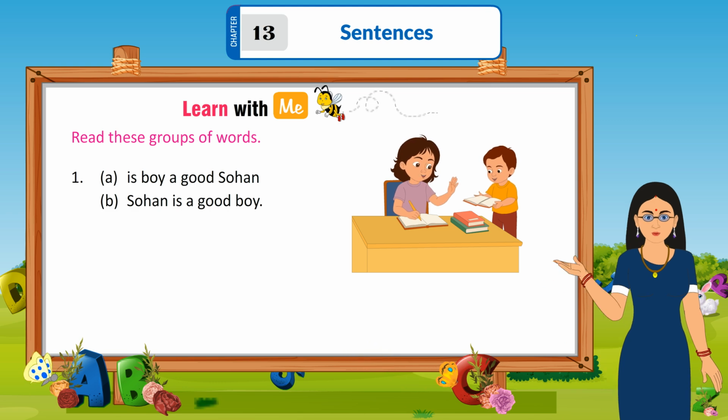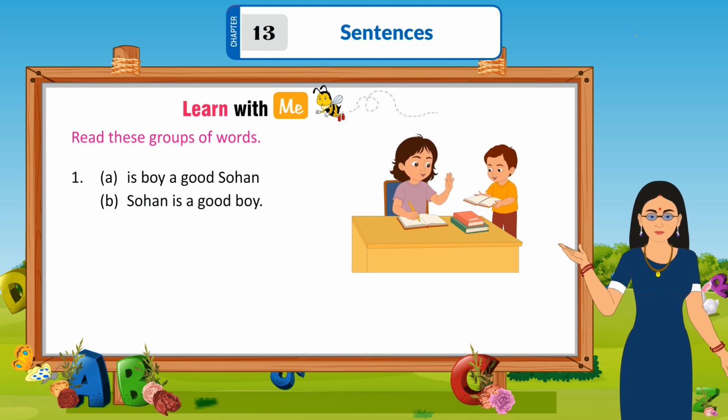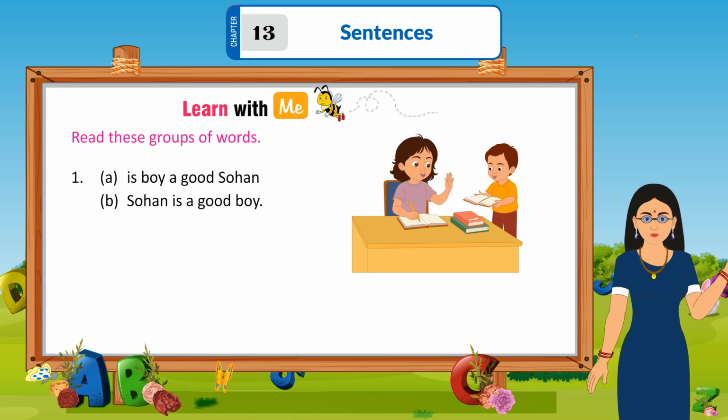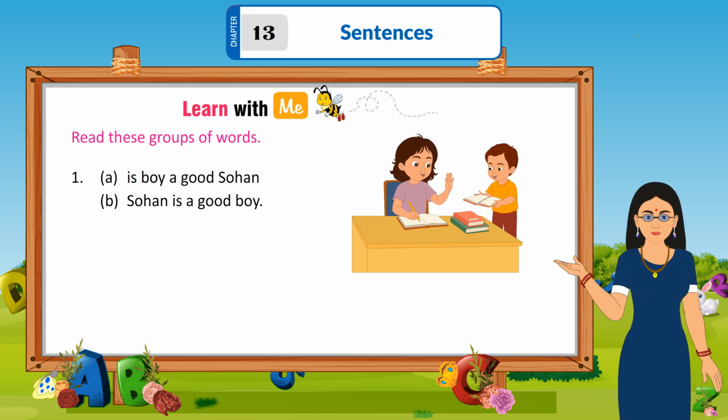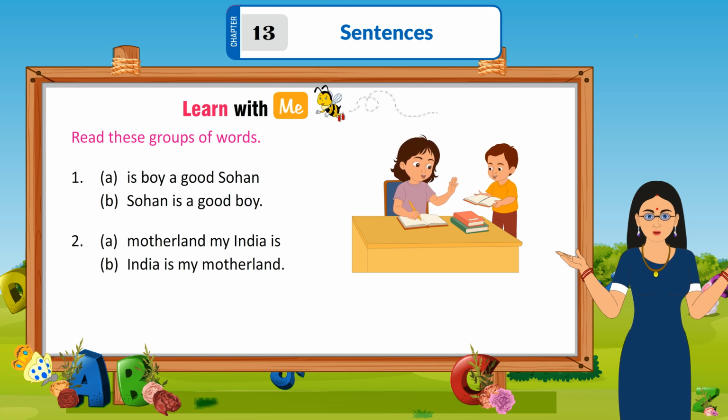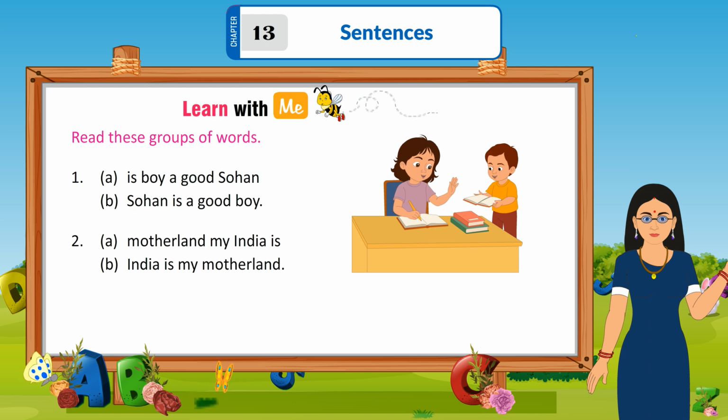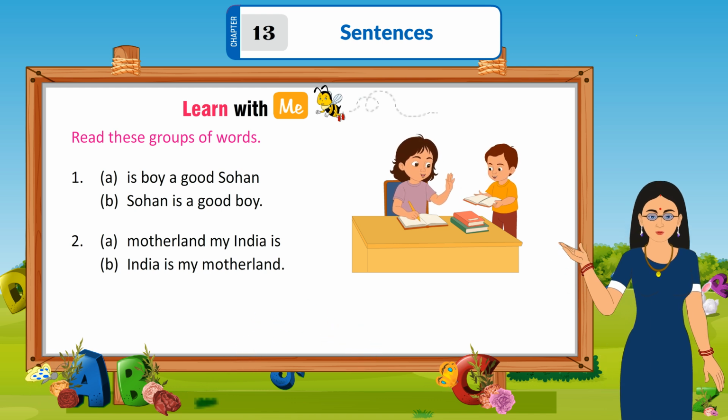First, A. Is boy a good Sohan? B. Sohan is a good boy. 2. A. Motherland my India is. B. India is my motherland.